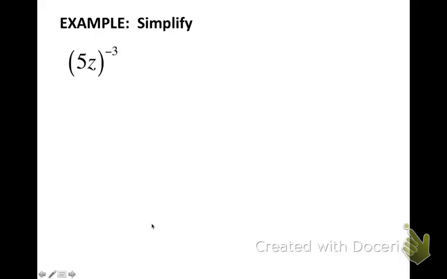Starting off easy, and we'll make ourselves get a little bit harder. 5z to the negative 3. What will be your first move? How can I make that negative 3 a positive 3?